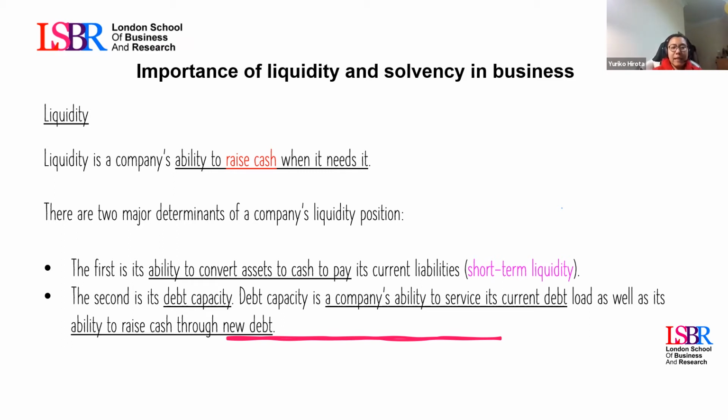And the second determinant is debt capacity. Debt capacity is if the company can ask for a loan, and if the company is generating cash in order to pay this loan. It's kind of similar, but at the same time it's different, because one is based on short-term liquidity and the other is based on the operation, on the capacity of the company to generate cash and then pay a loan or a debt.